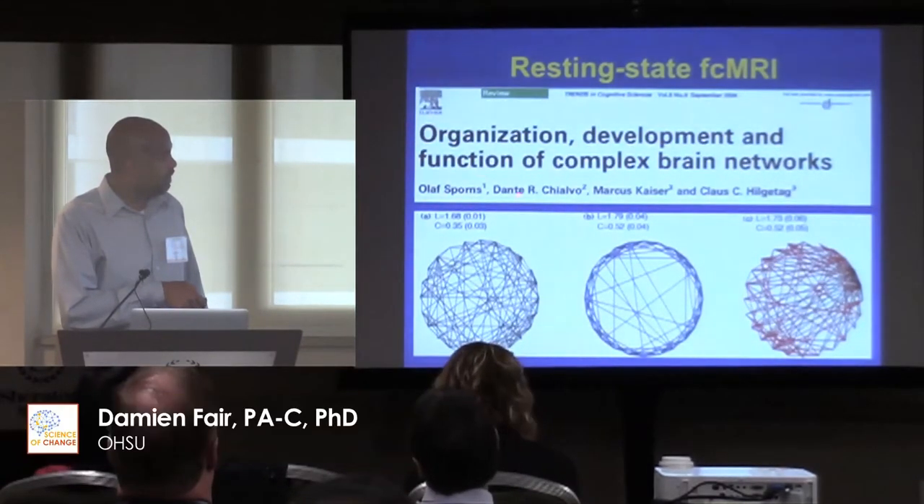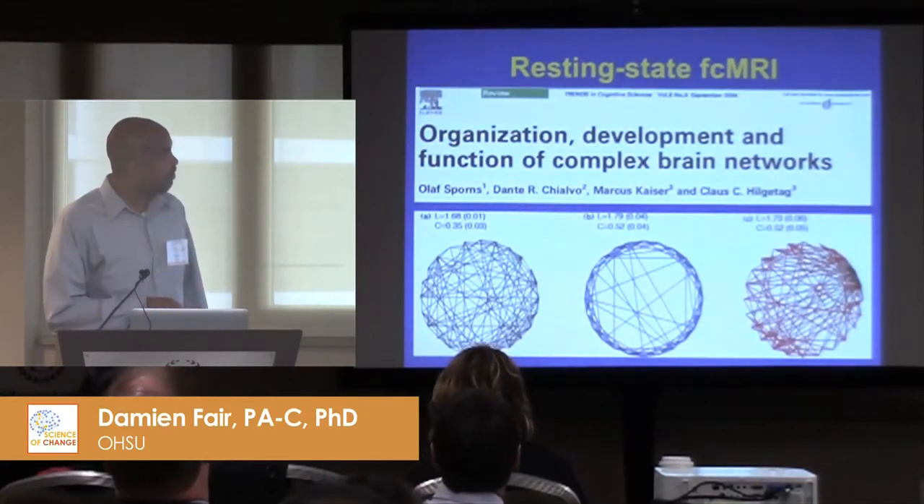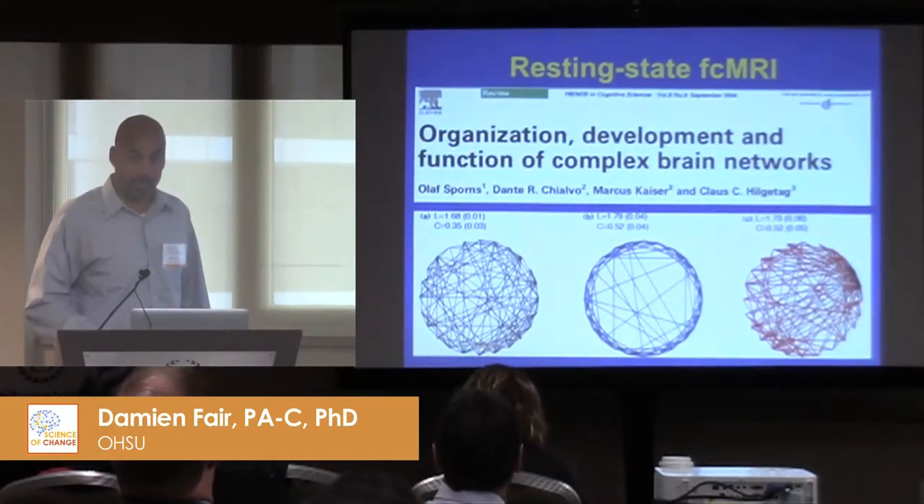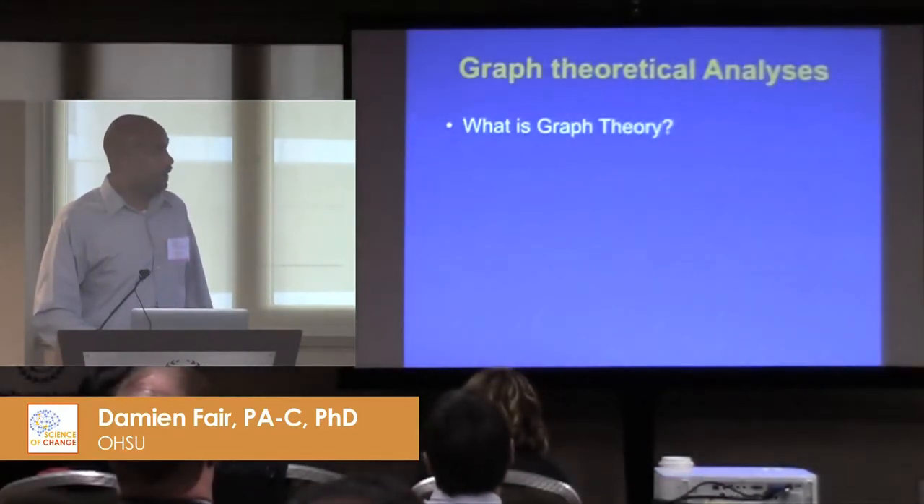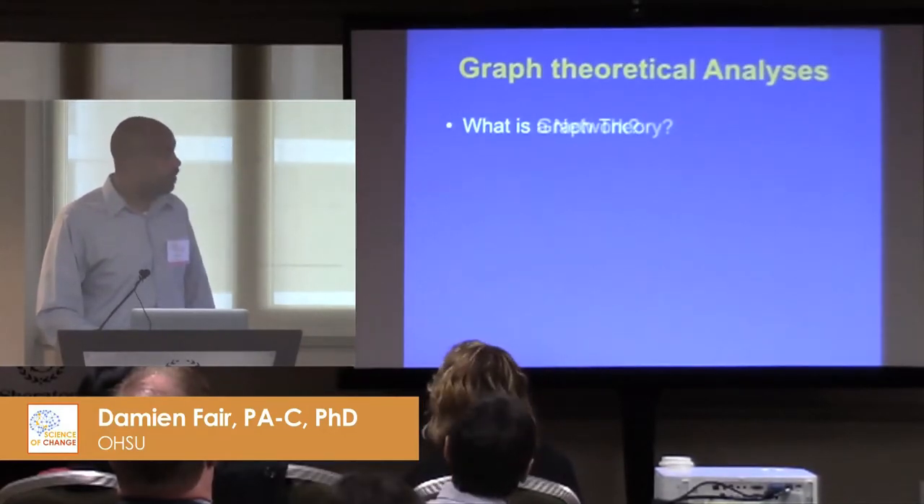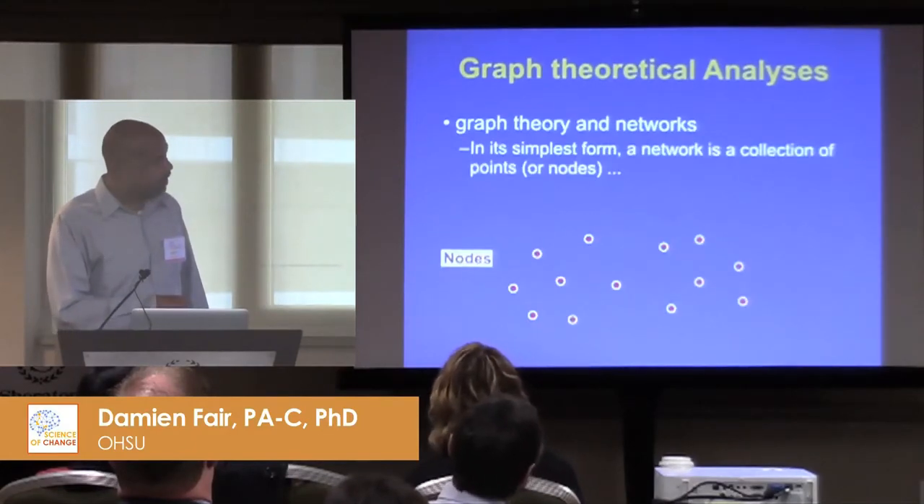I was originally exposed to this by Olaf Sporns in this paper, which is now quite a classic, about the organization and development of functional complex brain networks. So what is graph theory? Well, graph theory is all about the study of networks. What are networks? Well, networks are simply collections of nodes.